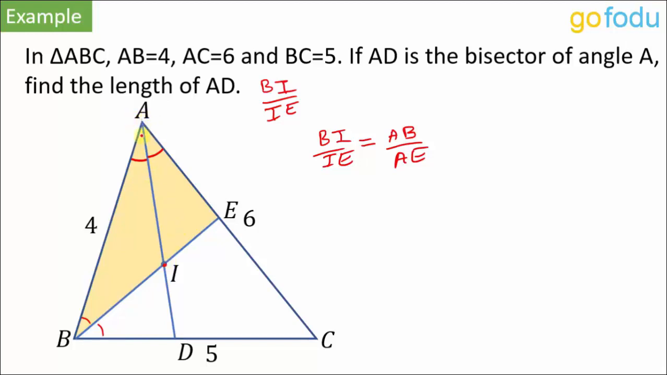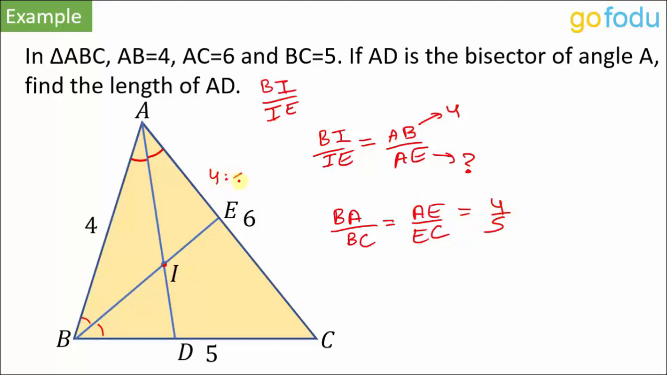Consider this angle bisector AI. Okay. And AB is given to us as 4. All we have to do is calculate AE. And we will do it the same way we did for BD. In this complete triangle ABC, BA upon BC is what? AE upon EC. Okay. And BA is 4 and BC is 5. So AE upon EC is 4 upon 5. So AE is to EC is 4 is to 5.